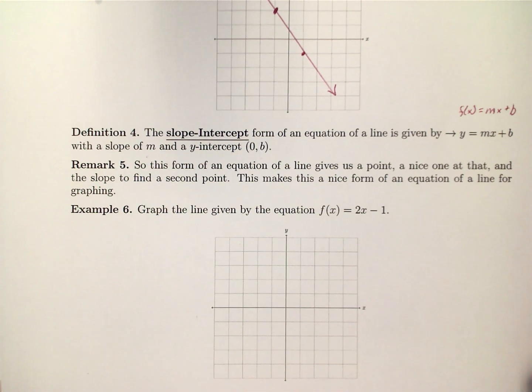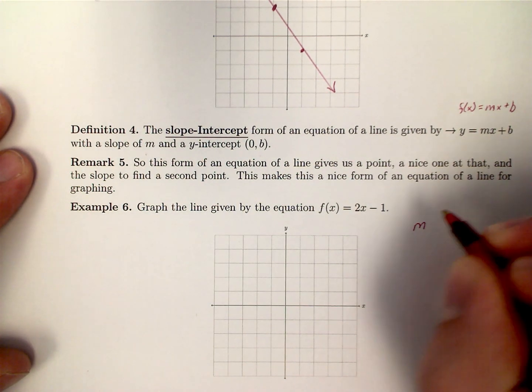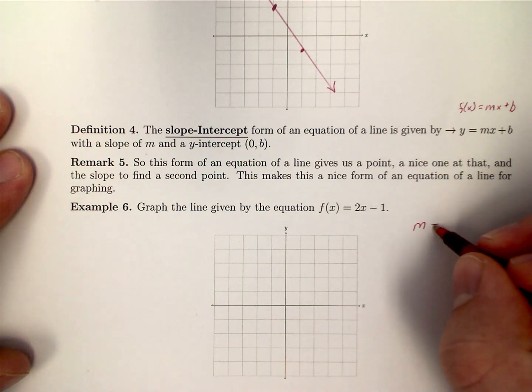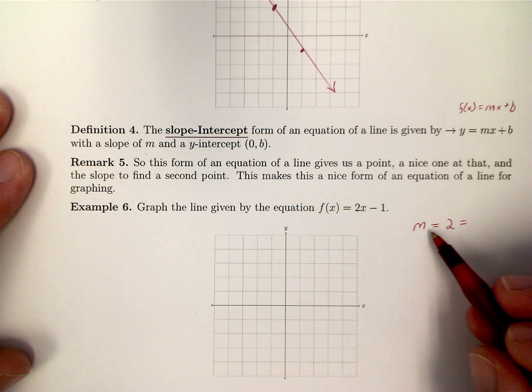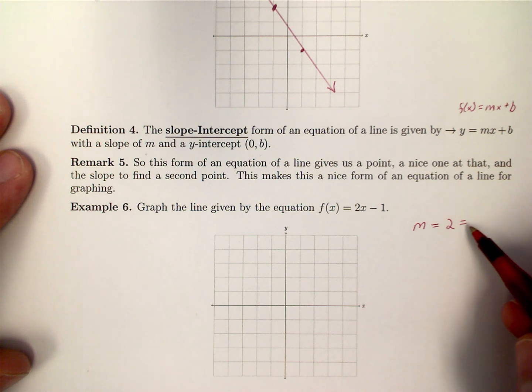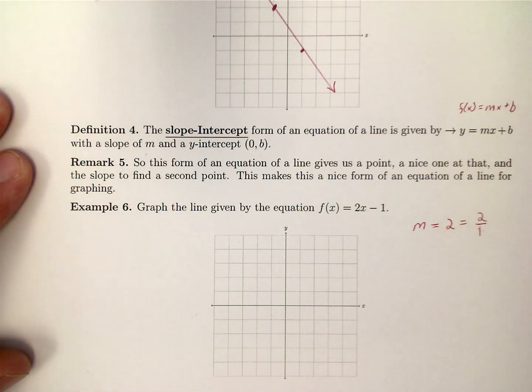So let's look at this example here. In this case, we have slope, which is the number in front of the x. So slope is 2. Now again, when we think of slope, we should think of rise over run. Well, here we don't have an over part, but we can manufacture one because anything divided by 1 is itself. So now we have a rise and a run.